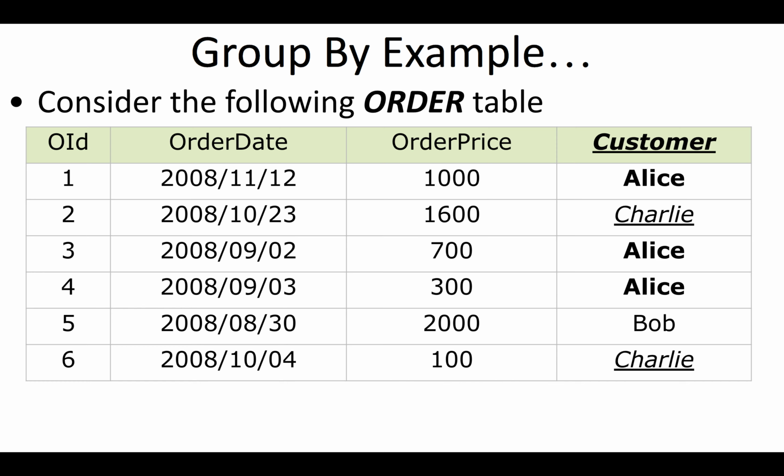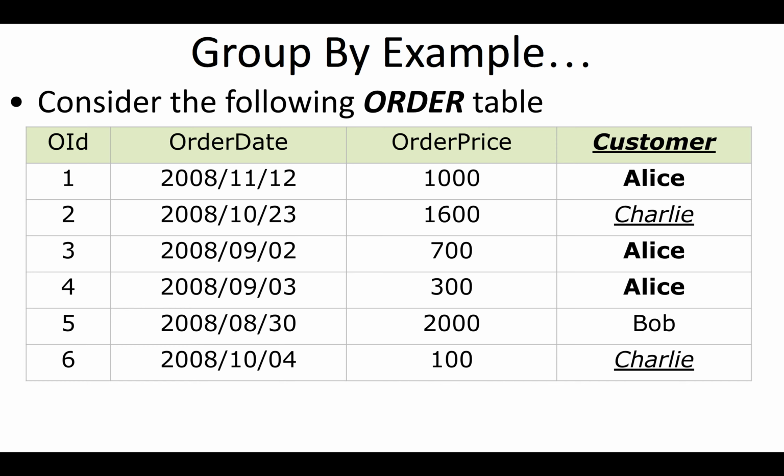All right. So let's take a look at this. We said we have an orders table with the customers. Notice we have 3 Alices, 2 Charlies, and 1 Bob, right? So if we group by customer, there are 3 groups: the Alice group, the Bob group, and the Charlie group. Meaning in the result of the group by, I'm just going to have 3 records.